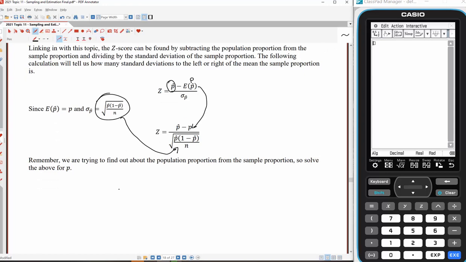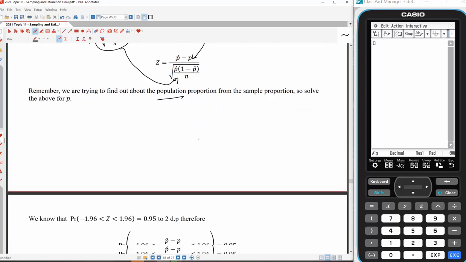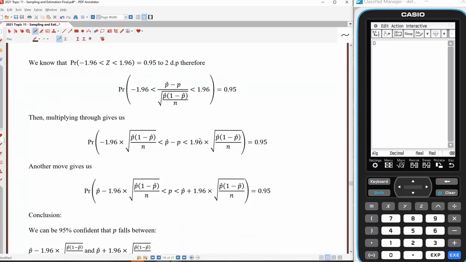Now, why are we doing all of this? Remember that we're trying to find out about p, the population proportion. So what we would be doing here is solving the above for p. Now, here's where it gets interesting. So we know that for a z distribution, between these two values will be a probability of 95%. So 95% will be between these two values. And I'm just going to prove it to you by quickly running it through.